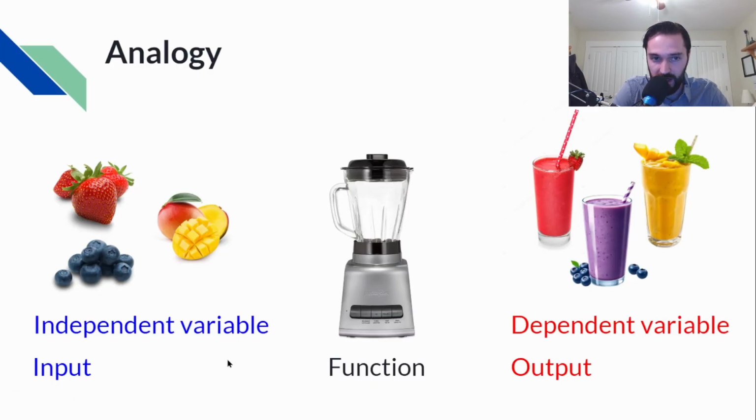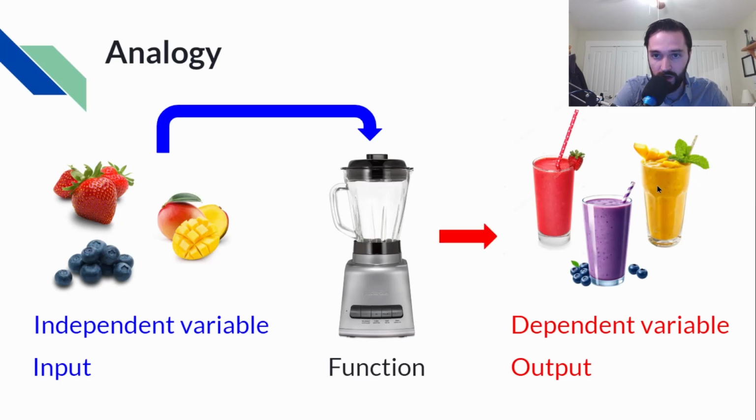So what we do is we take that input and we put it into the function. We put the fruit in the blender, and then we push the button, and the blender does its thing. It performs an operation on the fruit. And what comes out is the type of smoothie. So that's the dependent variable, aka the output. So the type of smoothie we get depends on what fruit we put into the blender.